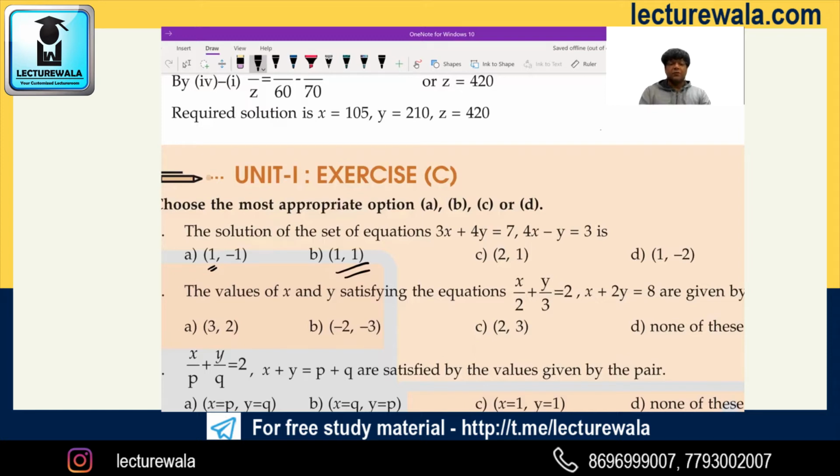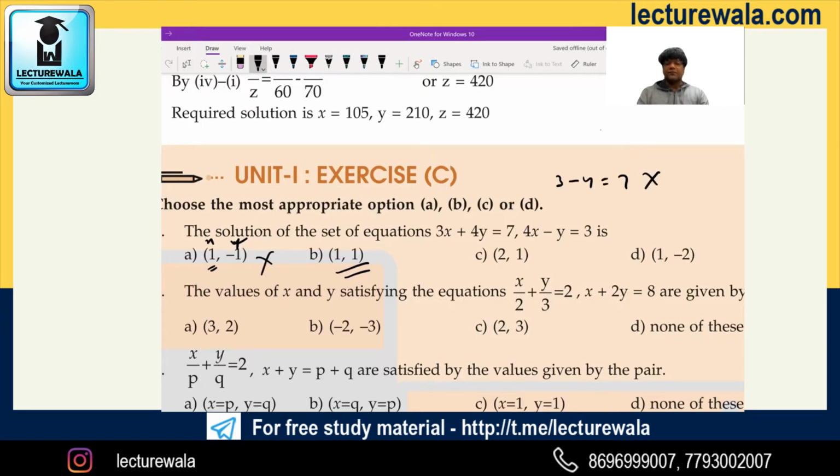So what do you do? You put minus 1. See, 3 into minus 1, minus 3. Sorry guys, first one is x and second one is y. Sorry guys, x is equal to 1, y is equal to minus 1. So x is equal to 1, if I put it, it is 3. And y is equal to minus 1, if I put it, 3 minus 4 is equal to 7. Satisfy? No need to check the second. This is not the answer.